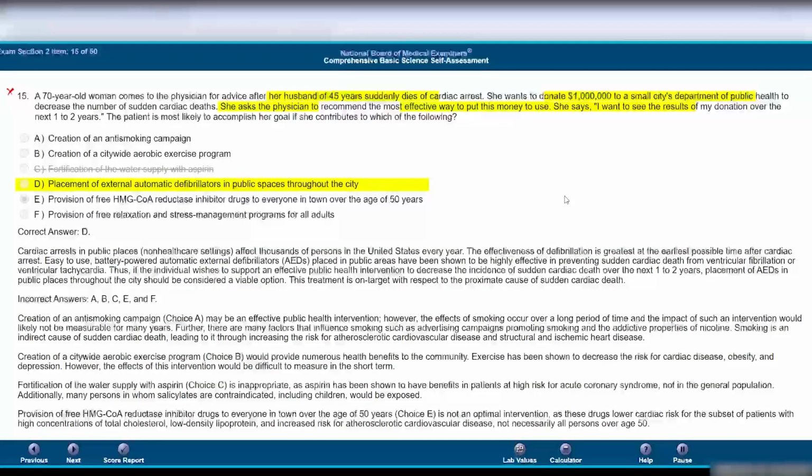Because she wants to see results over the next 1 to 2 years. Are you going to see your results with E? No, right? Because that takes a long time. That's a prolonged period that you need to be on those drugs for it to work, right? So the best way to start saving lives now is putting defibrillators everywhere, meaning that whenever someone is having a heart attack or arrhythmia, you have a defibrillator very close by and can probably save someone's life, right?